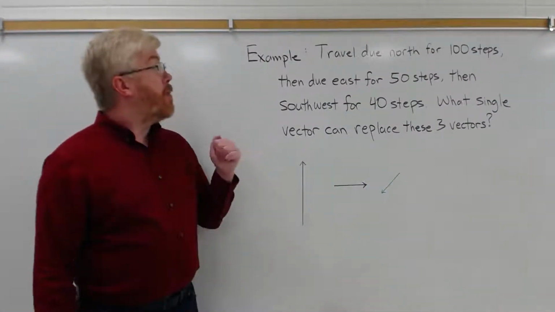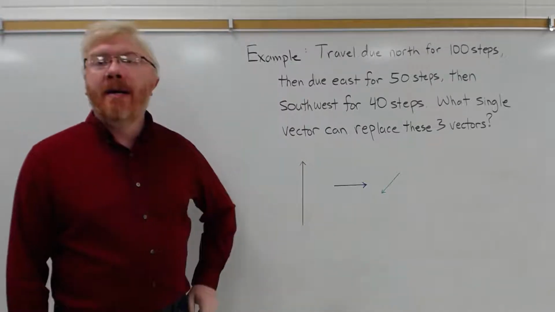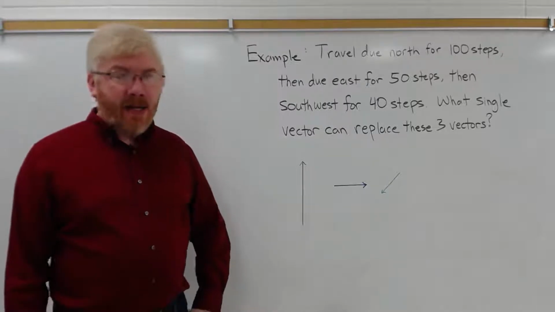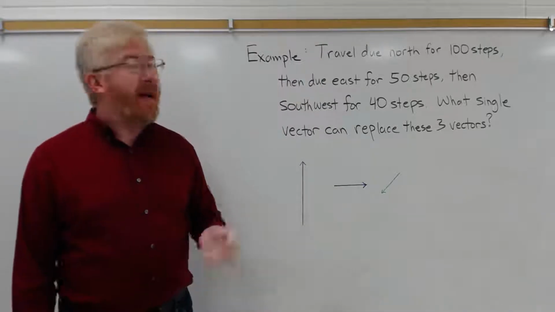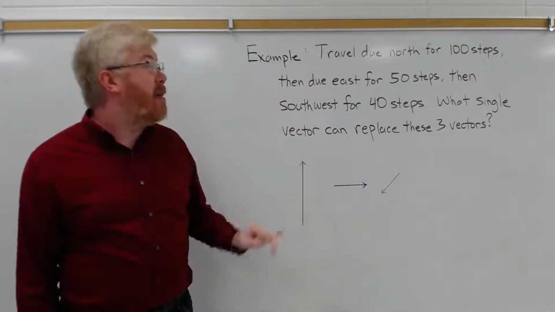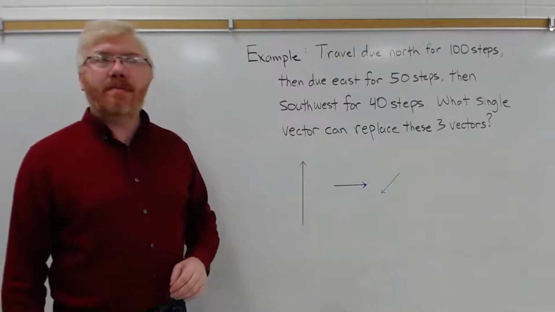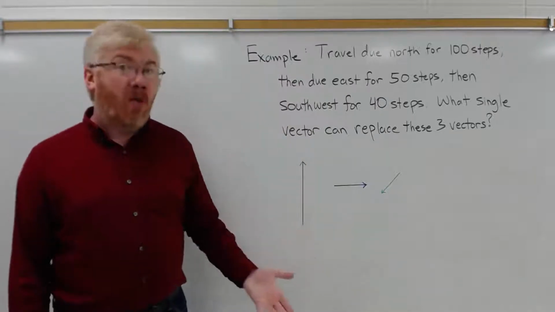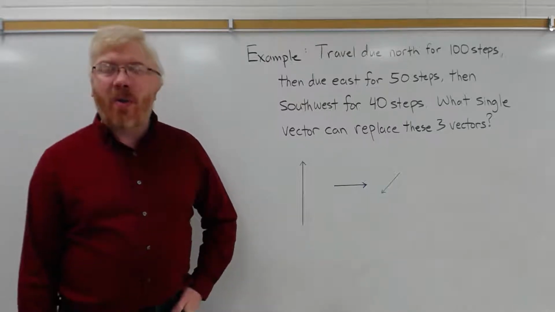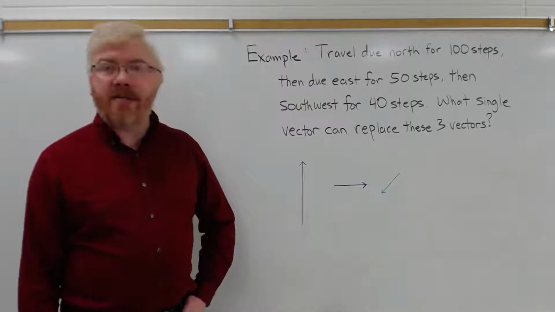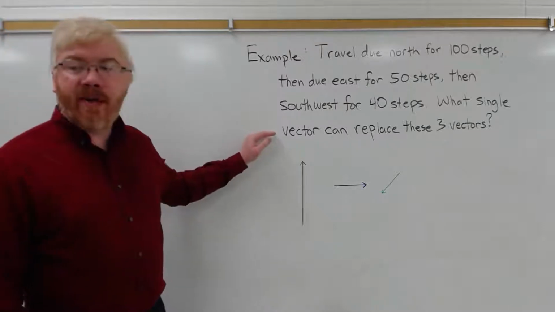So in this example, we're going to look at adding 3 vectors together. The way to think about it, for displacement, is kind of like reading a pirate treasure map. You start at the old broken log, take 100 steps due north, then take 50 steps due east, then turn southwest and take 40 steps, then X marks the spot. Well, what if you don't want to do all that? What if you know math and physics, and you just add these vectors together and figure out how to walk right to the treasure from the old broken log? So what single vector can replace these 3?